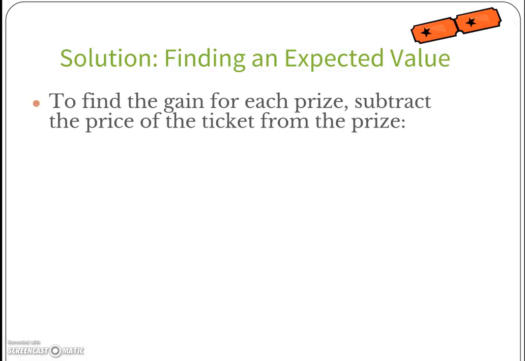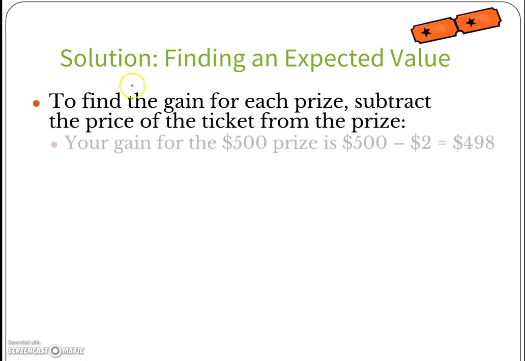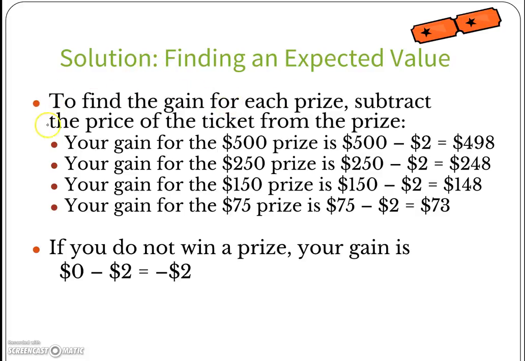So the solution is we're going to find the gain for each prize, and we're going to subtract the price of the ticket from the prize. So for a $500 prize, you spent $2, so the possible gain would be $498 if you bought 1 ticket and you won the $500 prize. If you won the $250 prize, your gain would be $248 because you won $250, but you spent $2 to buy that ticket. For a $150 prize, your gain would be $148, and if you won the $75 prize, your gain would be $73.